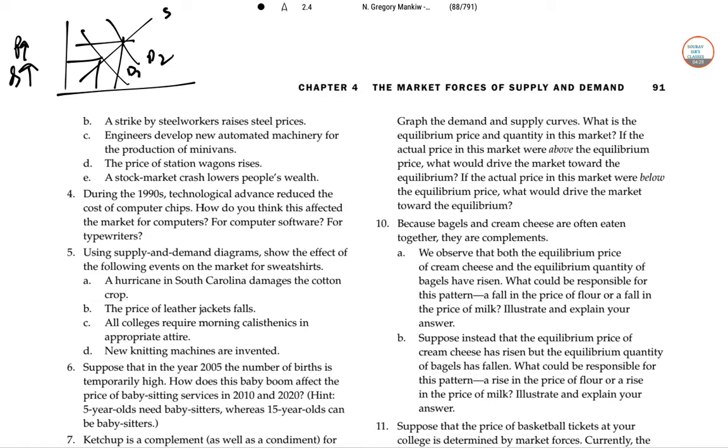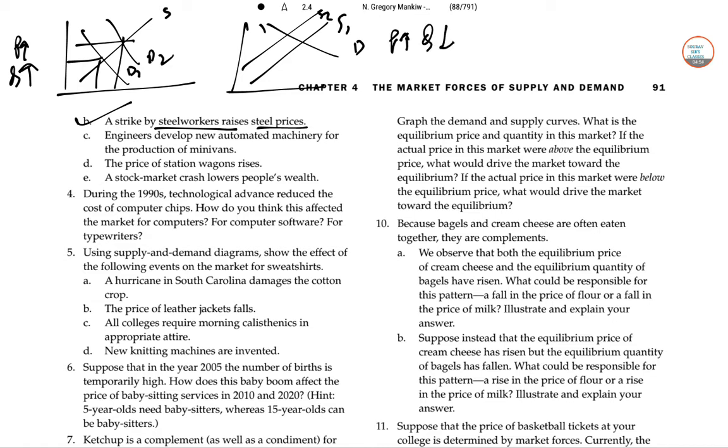Next, a strike by steelworkers raises steel prices. If the strike is by the steelworkers, the cost of producing a minivan will increase. As a result, supply will be hit, so there will be a shift in the supply curve from S1 to S2, but demand will be unchanged. As a result, P increases and Q falls.